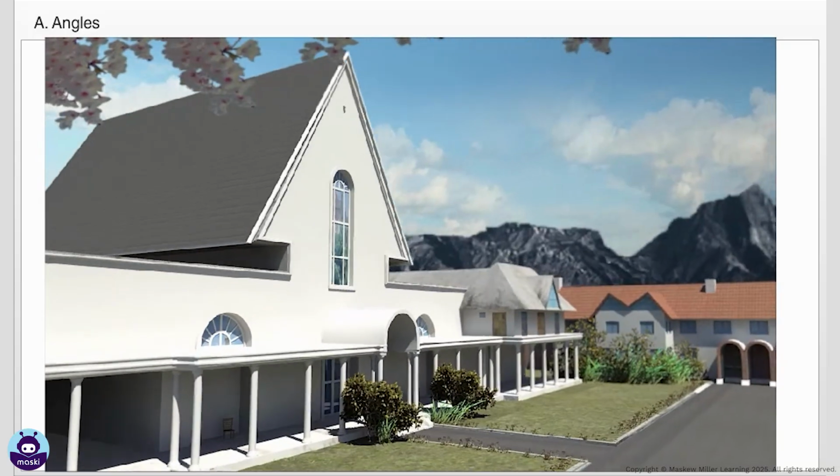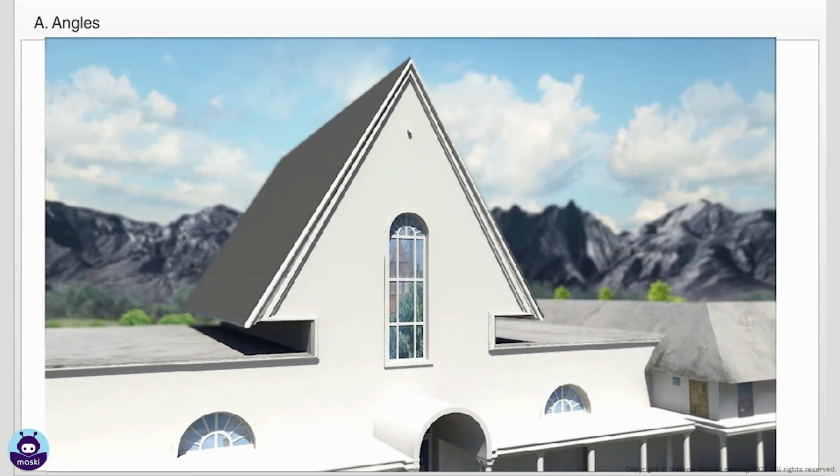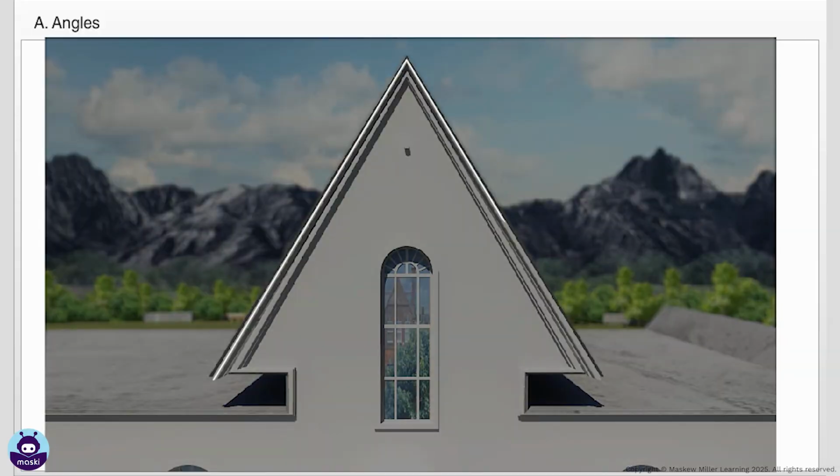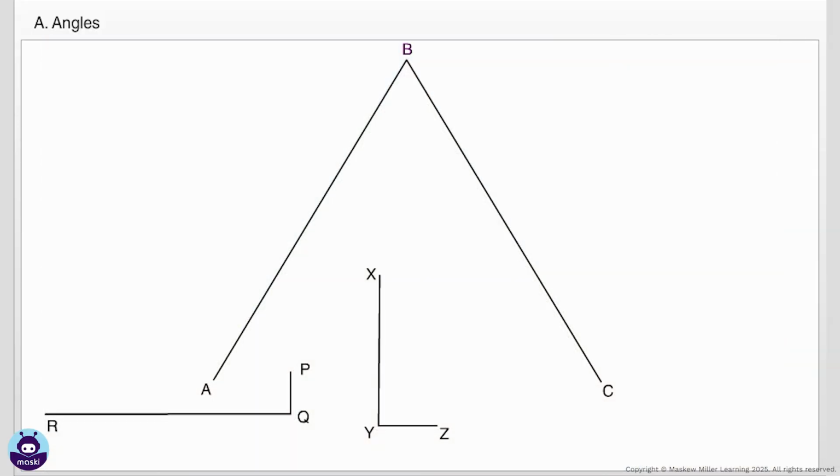Revision of properties of angles. Let us revise the properties of lines and angles that we have learnt in earlier grades. Angle. An angle is formed when two straight lines meet at a point. Here, we can see that points B, Q and Y are the vertices of angles, angle ABC, angle PQR, and angle XYZ respectively. An angle is measured in degrees.